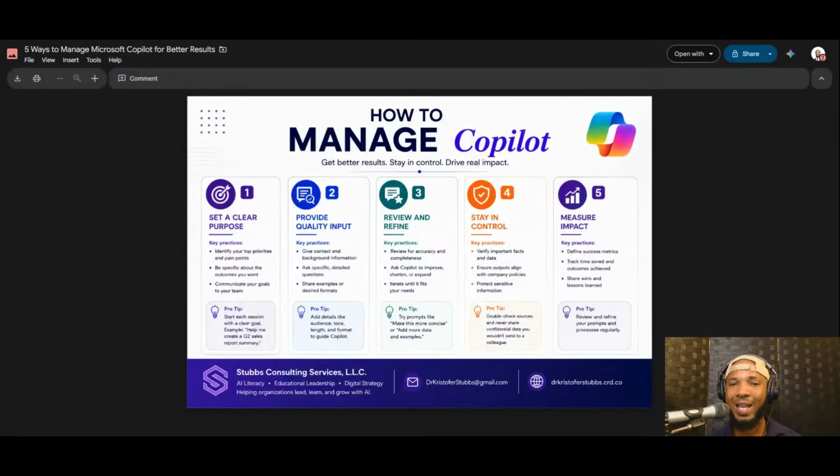And AI is here and it is not going anywhere. So make sure that you're doing your part to set a clear purpose, provide that quality input, review and refine, and stay in control. And most importantly, measure that impact.